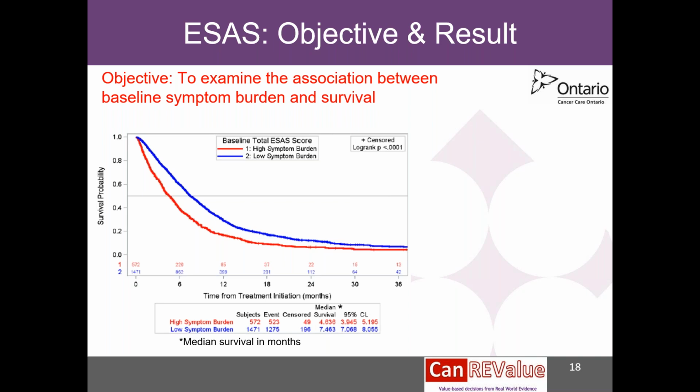And in this case, again, these are survival curves. The blue line here represents patients with relatively fewer symptoms, so lower symptom burden, and the red line represents patients who have more symptom burden, higher symptom burden at the time when they first started treatment. And we're able to follow all patients who have contributed data to this data platform over time.